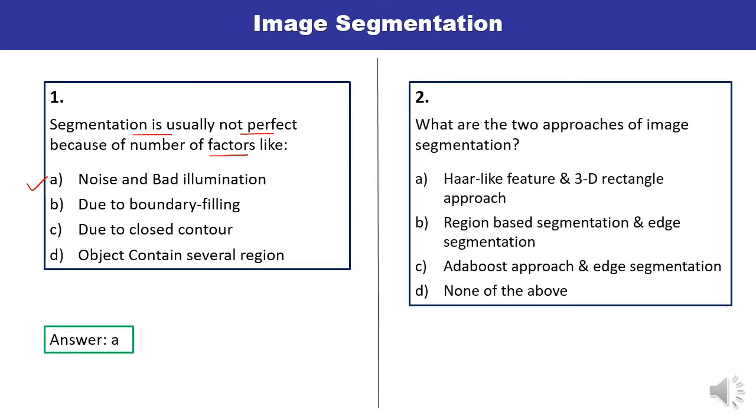Question number 2 is, what are the two approaches of image segmentation? Recall what you have studied in the case of the image segmentation. How many approaches are there? And what are the name of those approaches? Read the options. Hair-like feature and 3D rectangle approach, region-based segmentation and edge segmentation. It means answer is B. You may be able to recall it. Correct one.